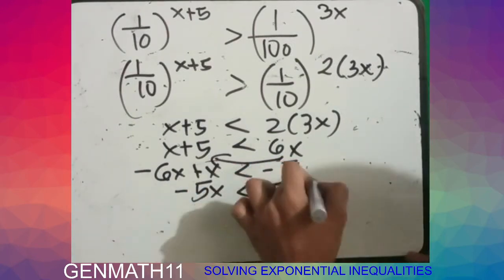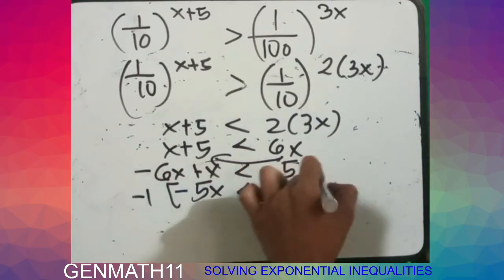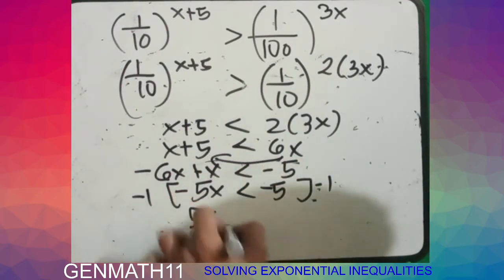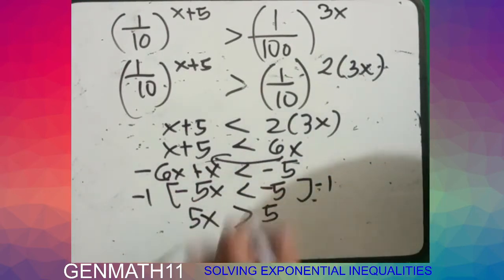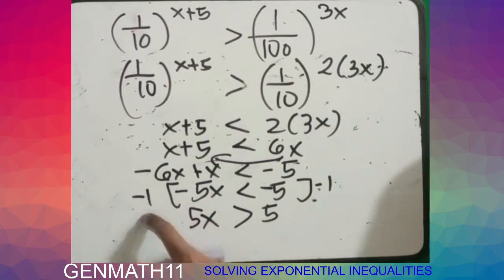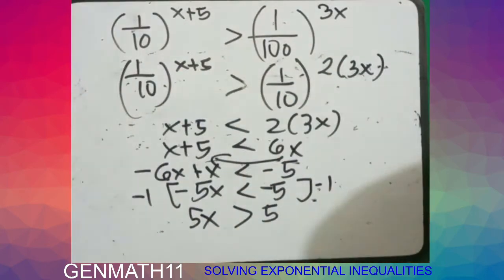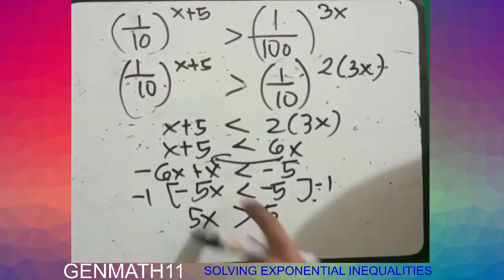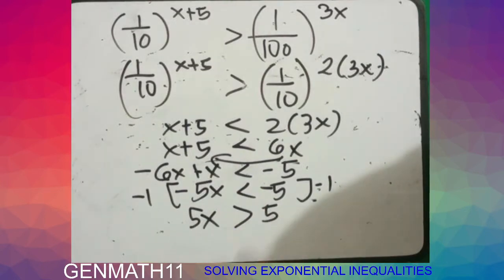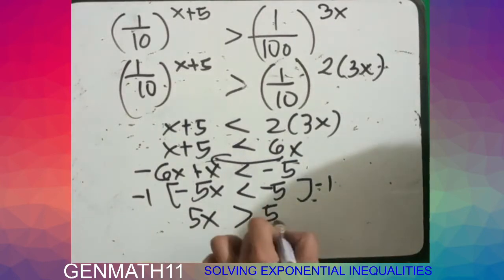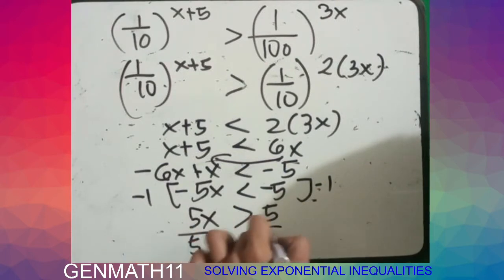Then sabi ko sa inyo, mag-multiply tayo both side by negative 1. Then magiging 5x is greater than 5. Kasi kapag nag-multiply tayo ng negative 1 dito sa inequality, so maapektuhan din yung ating inequality symbol. Magiging greater na naman siya. Mababaliktad naman siya. So divide both side by 5. So x is greater than 5.